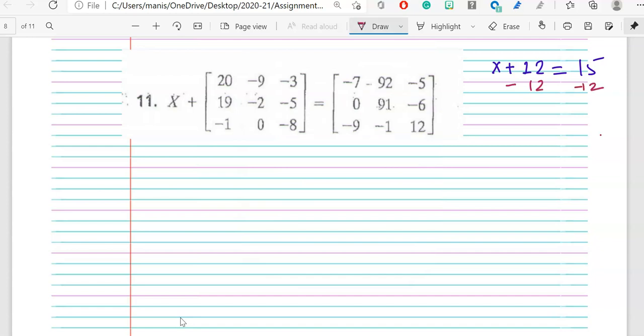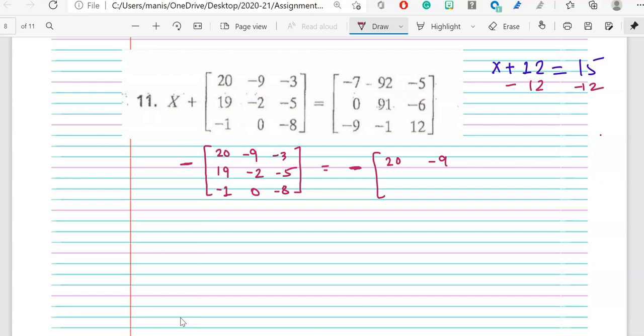So similarly, when you see a plus sign over here, I will subtract this whole matrix from both the sides. I will just put the equal sign over here. So what I'm subtracting is this thing: 20, negative 9, negative 3, 19, negative 2, negative 5, negative 1, 0, negative 8. I'm subtracting this from both the sides. This means from this side also.